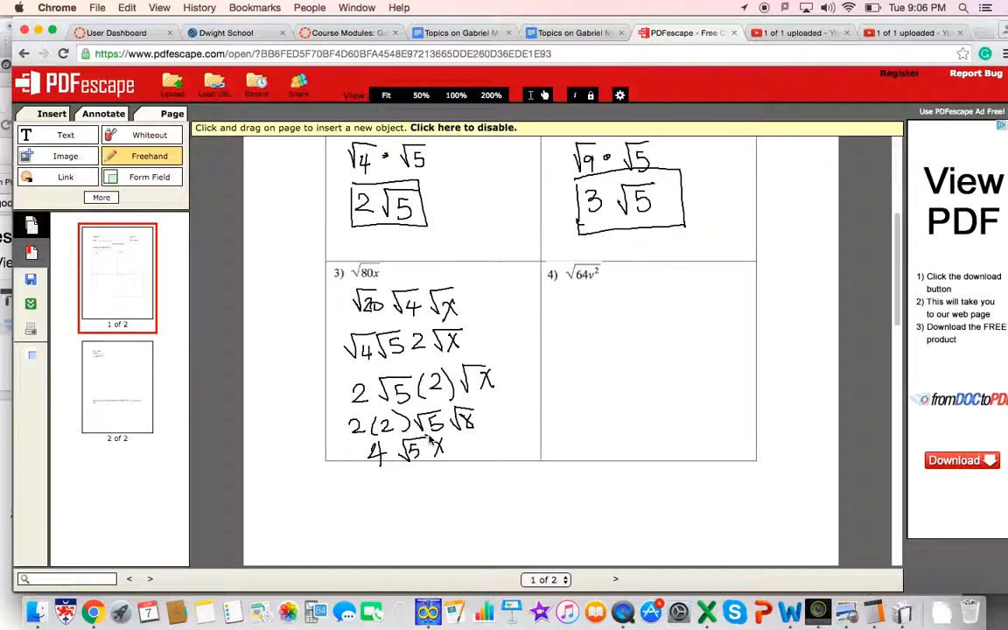This should actually be under the square root sign. And now we're good. Okay, so a couple more. This one and the extra credit. I definitely want you to understand the extra credit one as well.